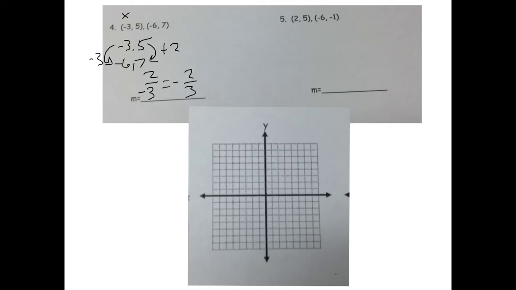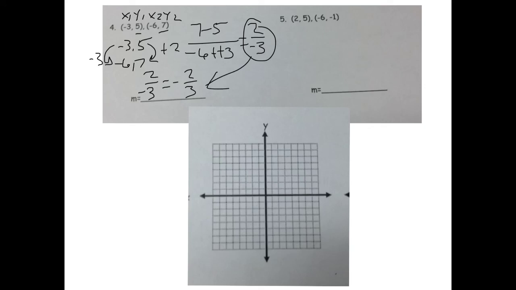If we use the formula x1, y1, x2, y2, on top it's going to be 7 minus 5. On bottom it's going to be negative 6 minus negative 3. 7 minus 5 is 2. Here you have back-to-back negatives, so you have to do slash dash. You have to change to plus there. Negative 6 plus 3 is negative 3. And there we go.